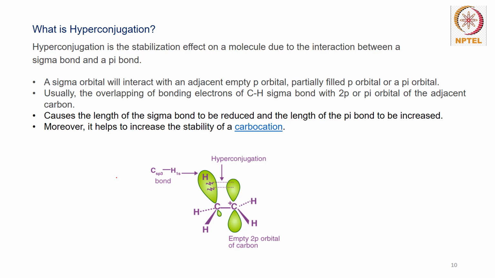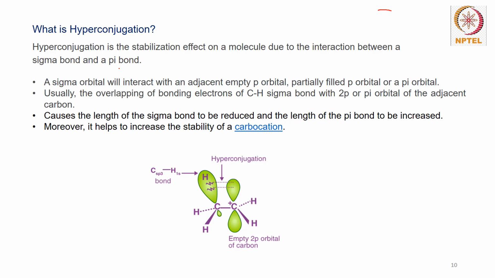In case of resonance, we just look into the movement of a pi electron or lone pair of electrons. But in case of hyperconjugation, you can shift the bonding electrons also. So hyperconjugation is the stabilization effect on a molecule due to interaction between a sigma bond and a pi bond.